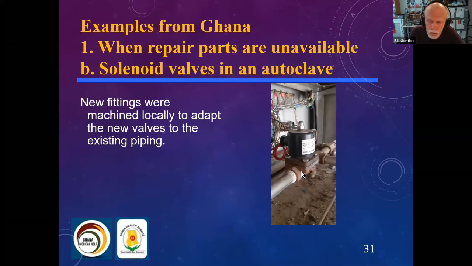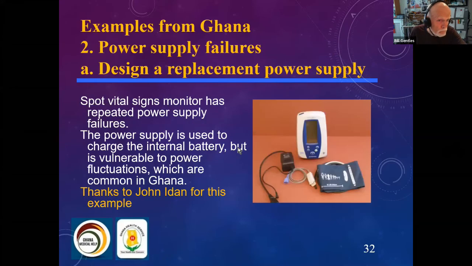Another example now. And we've talked a lot about power supply failures. This is a common problem. And in this example submitted by John Iden, a spot vital signs monitor has repeated power supply failures. The existing power supply was vulnerable to the power fluctuations which are common in Ghana.